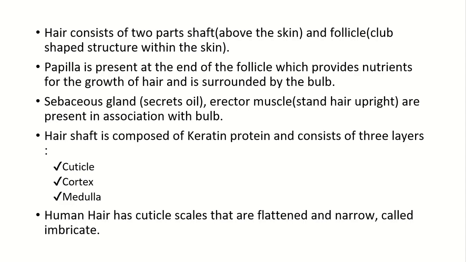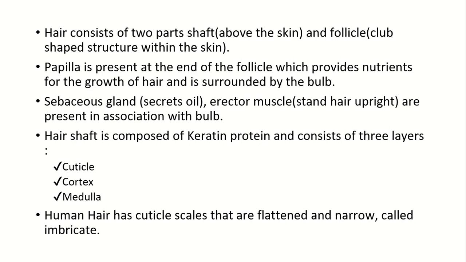Hair consists of two parts: the shaft, which is above the skin, and the follicle, which is beneath the skin. Papilla is present at the end of the follicle to provide nutrients for the growth of hair and it is surrounded by the bulb. Sebaceous glands secrete oil, and erector muscles stand hair upright; they are present in association with the bulb. Hair shaft is composed of keratin protein and it consists of three layers: cuticle, cortex and medulla.